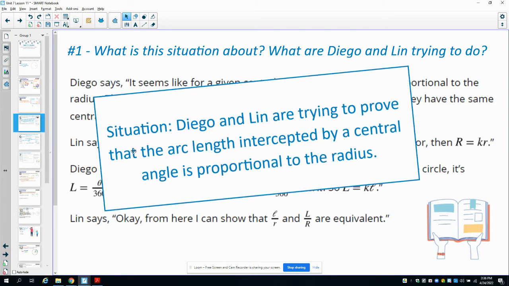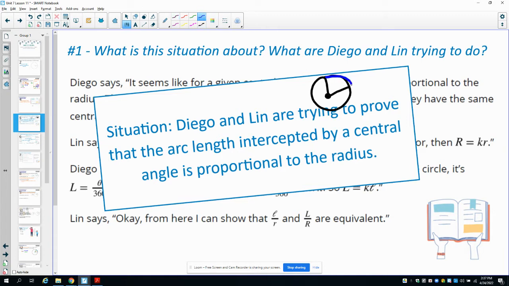So in this situation, Diego and Lynn are trying to prove that the arc length intercepted by the central angle is proportional to the radius. So let me draw a picture of that quick. The arc length from a central angle is proportional to the radius.